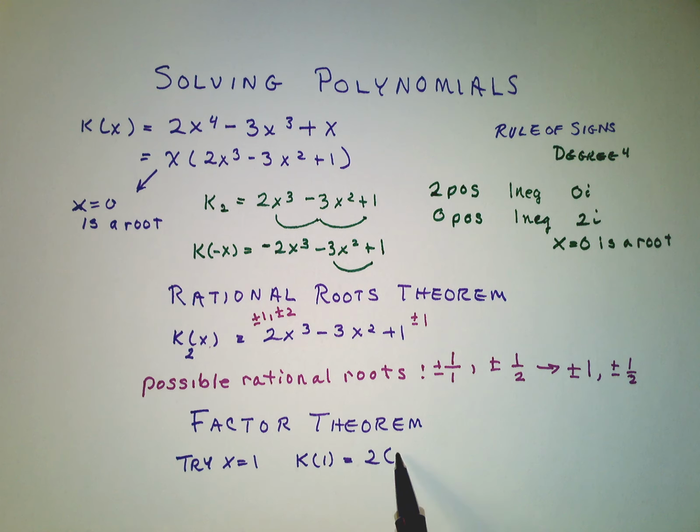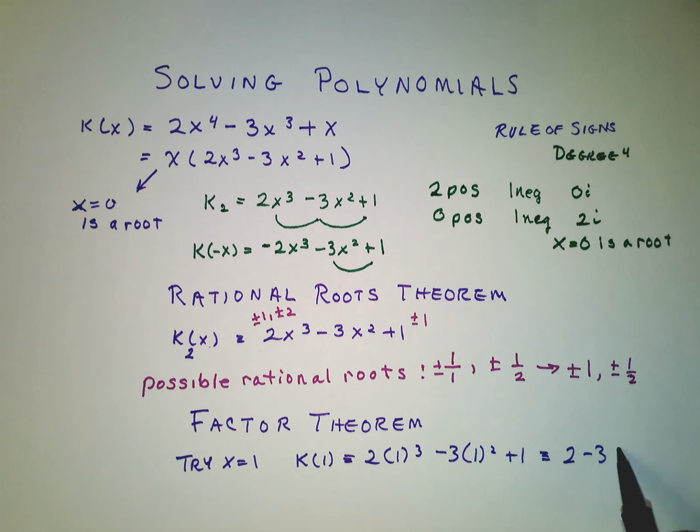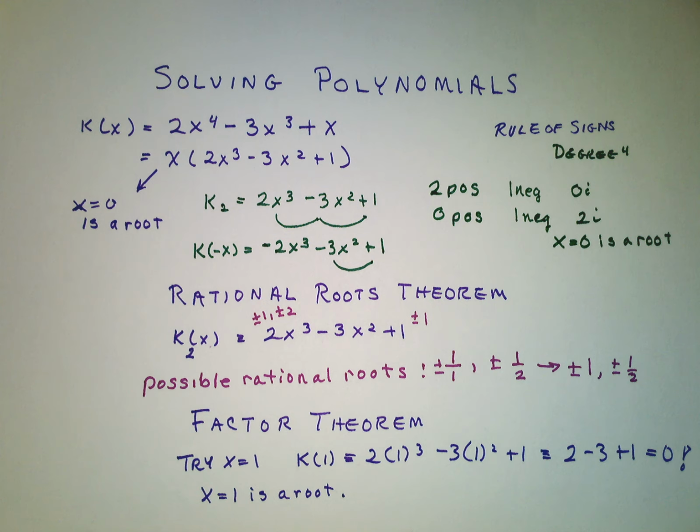So that would be 2 times the cube on 1 minus 3 times the square on 1 plus 1. Well, that equals 2 minus 3 plus 1. That is 0. So x equals 1 is a root. We know another root. We've got 2 roots now. The thing only has 4 because it's 4th degree.